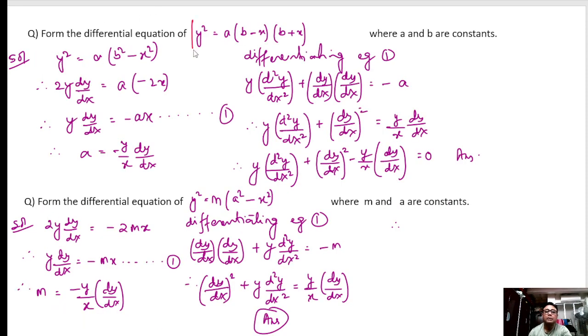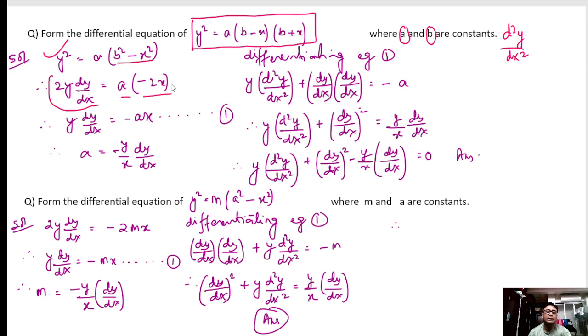Next we have to make a differential equation of this. Here they are telling a and b are two constants, so we have to go up to second order differentiation. First we differentiate the first equation, and we get 2y dy by dx, and b square is constant so it is 0, and minus x square is minus 2x, so 2 and 2 cut, so this is our first constant we got.